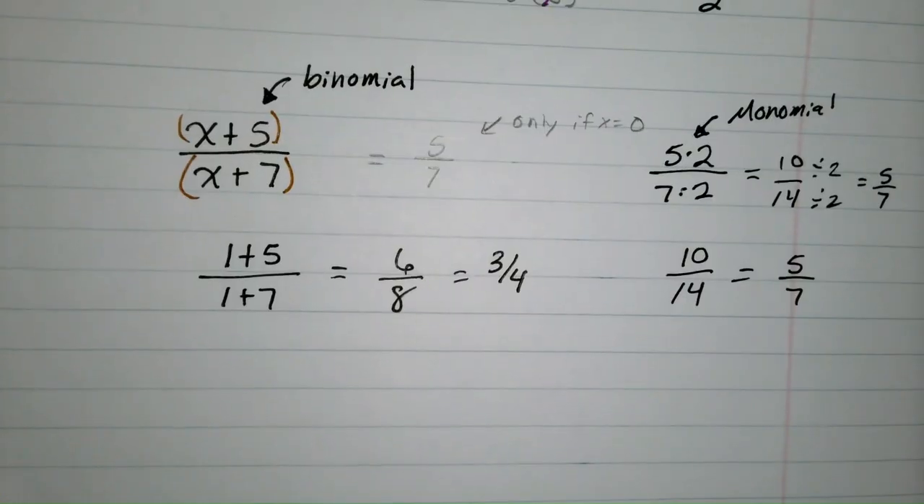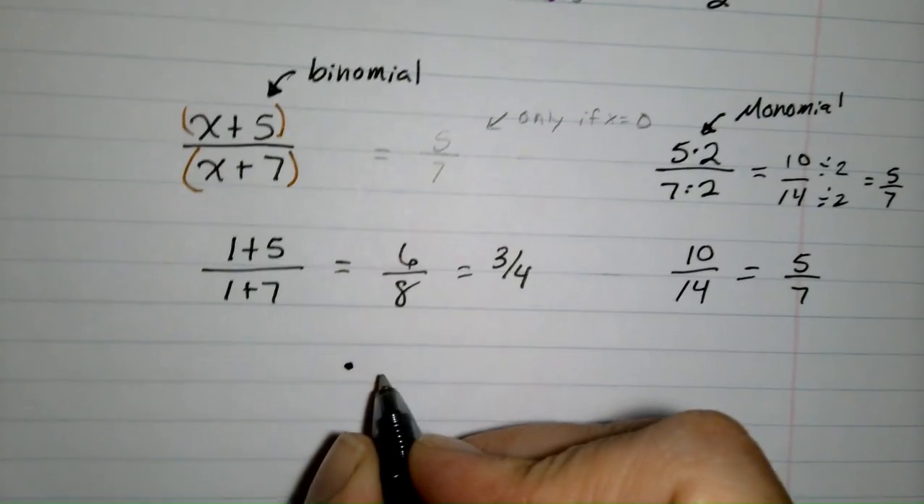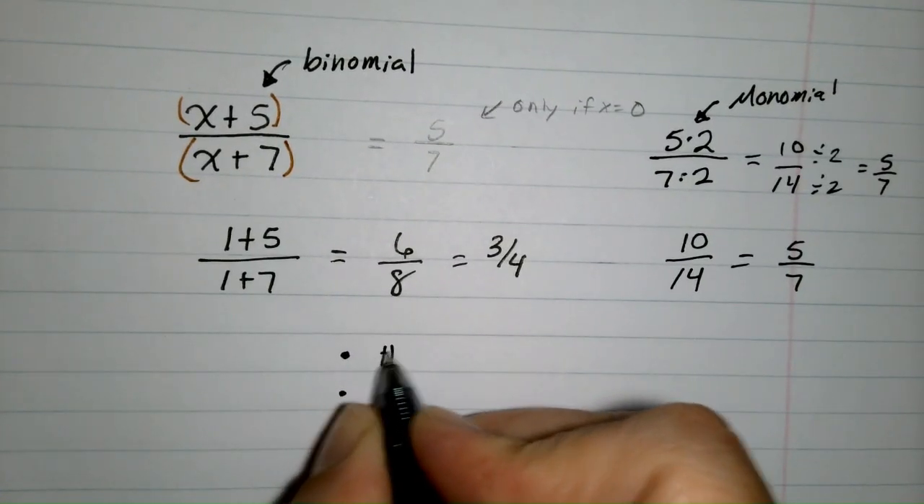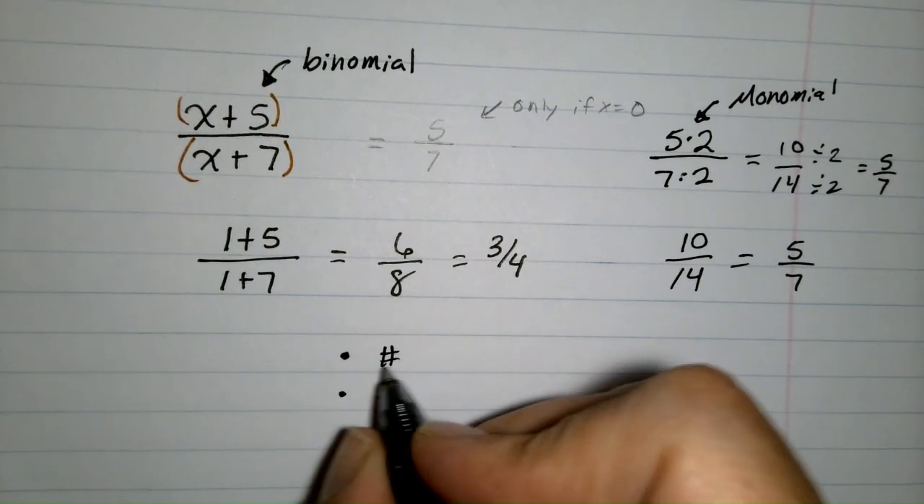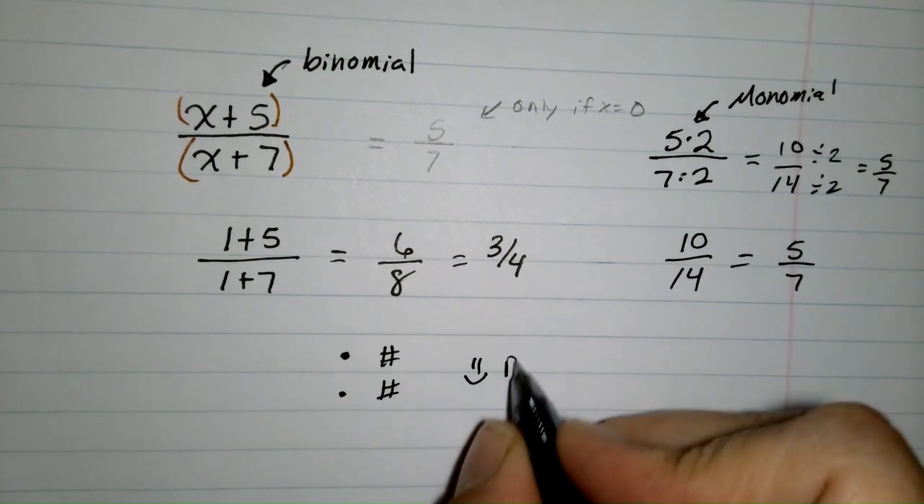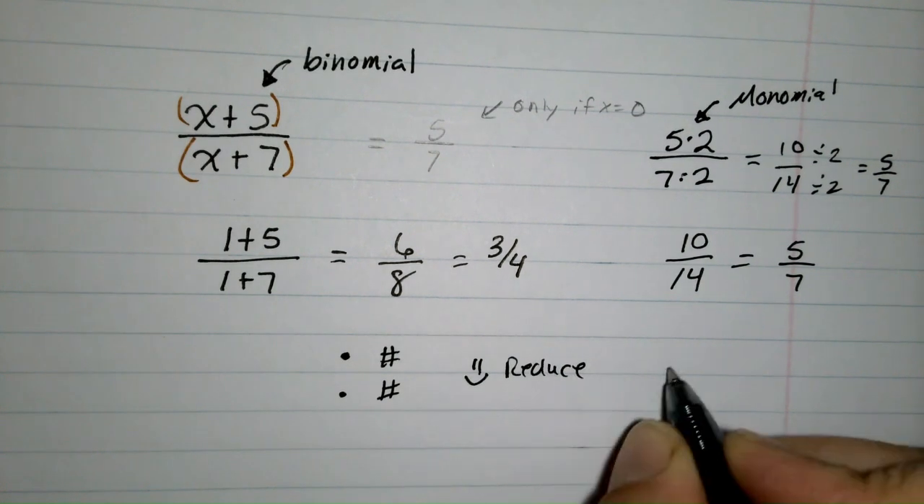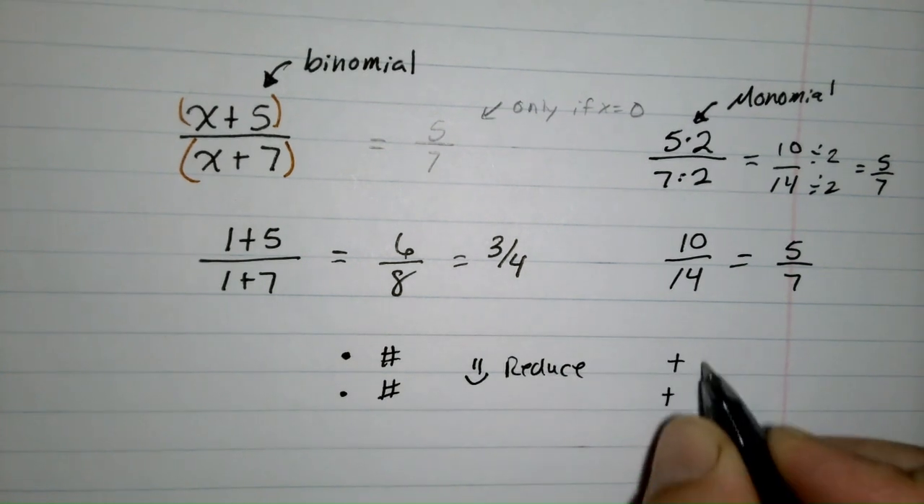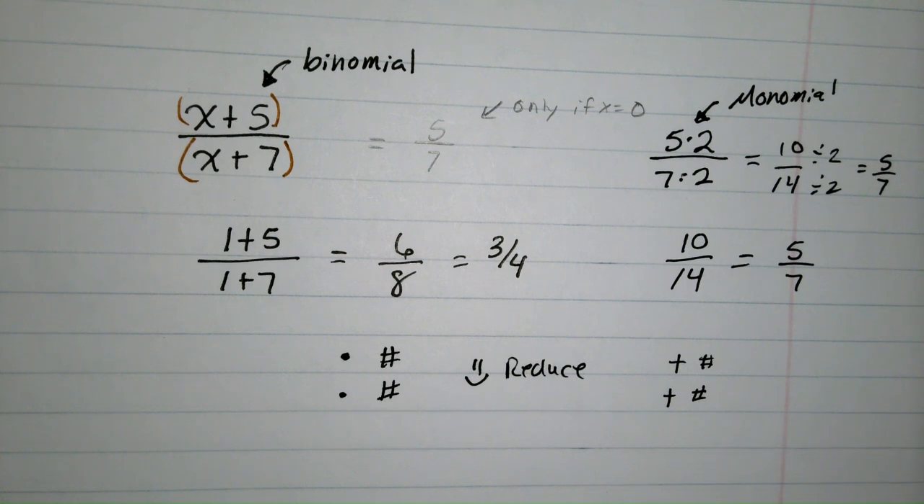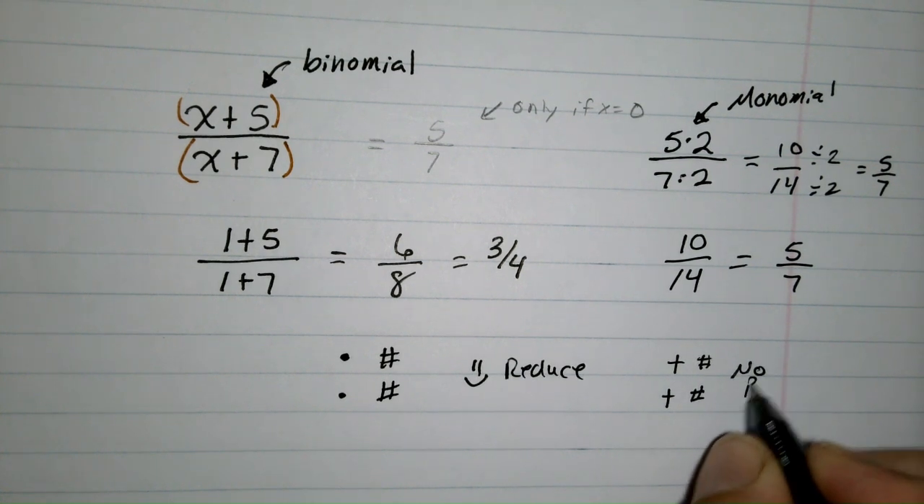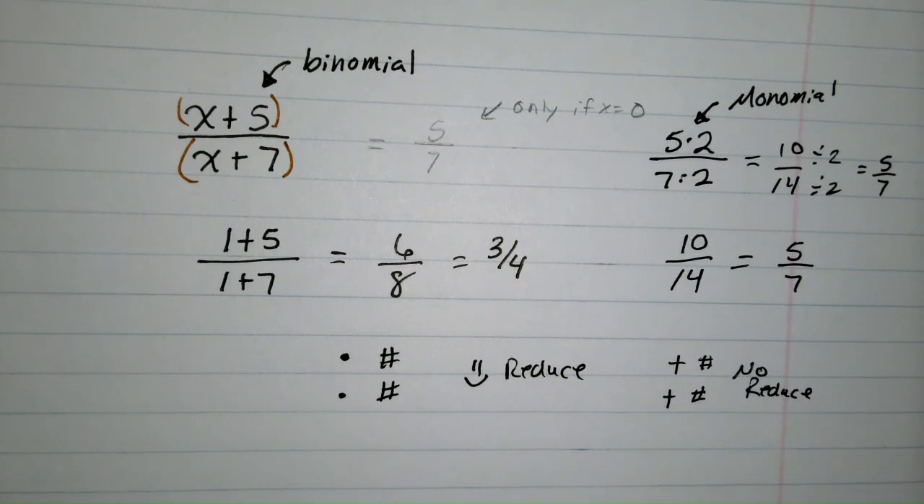So if it's a multiply in the top and bottom, yes, reduce. If it's an add in the top and bottom, no reduce. Okay? So multipliers, yes. Adding and subtracting, no.